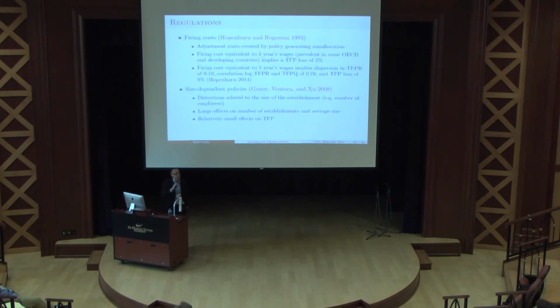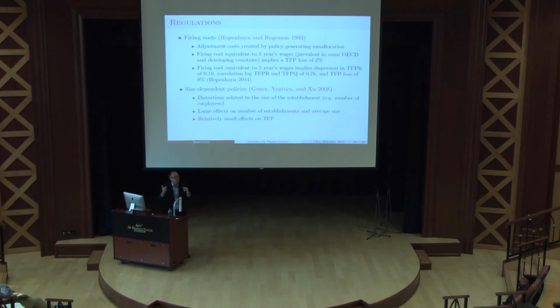So one very early example of this type of policy would be firing costs. This is an adjustment cost that is created by policy. So whatever dispersion in marginal product is generated should be attributed to misallocation. And these are interesting because it gives you an example of a policy that is not set up to affect any one particular business. These policies are generated to perhaps keep employment high.